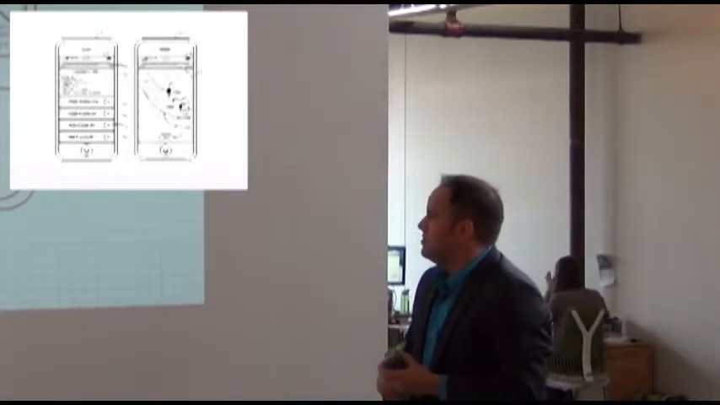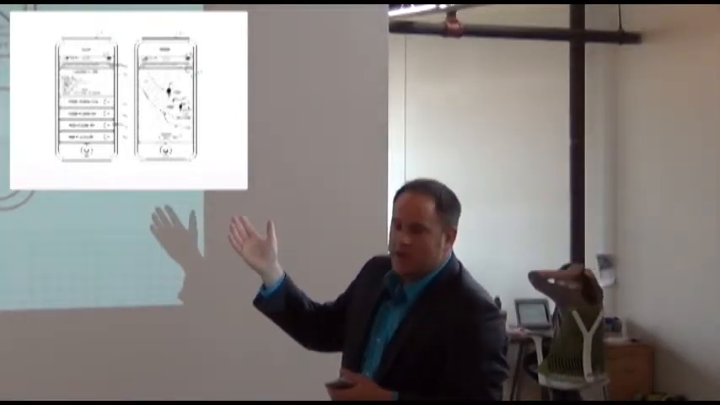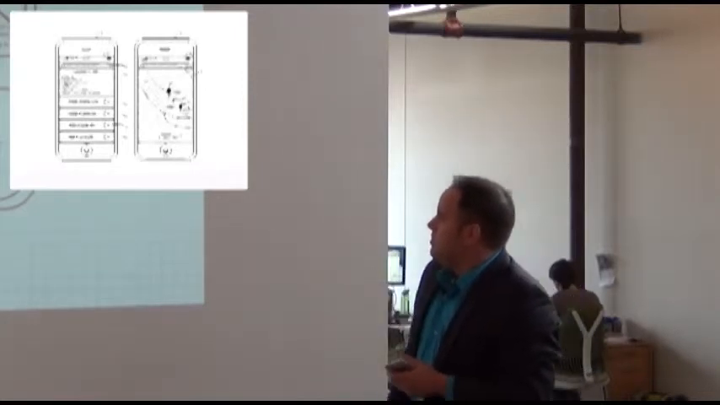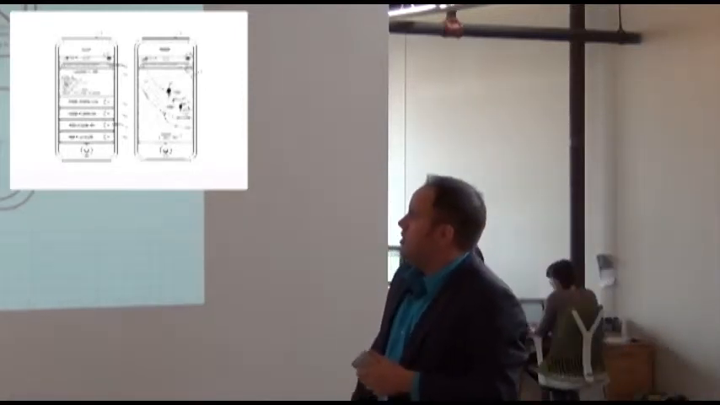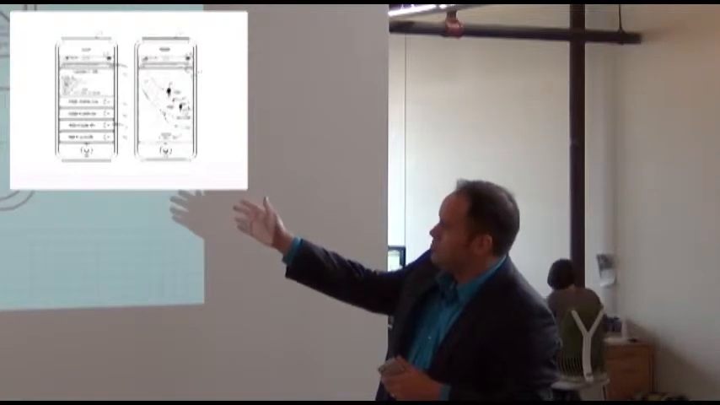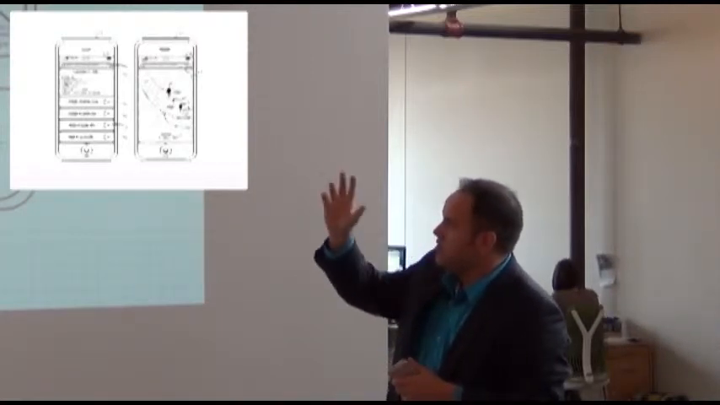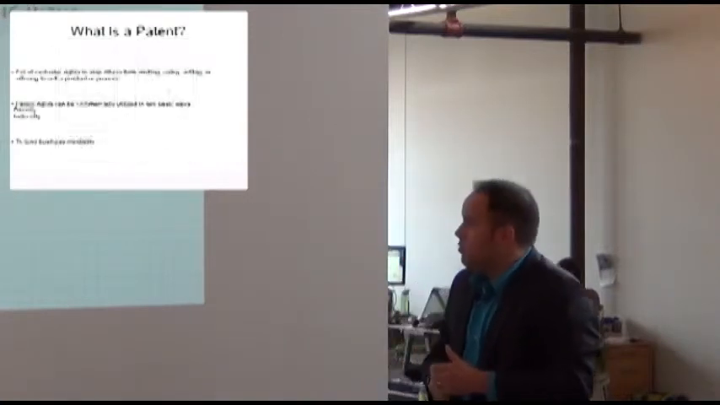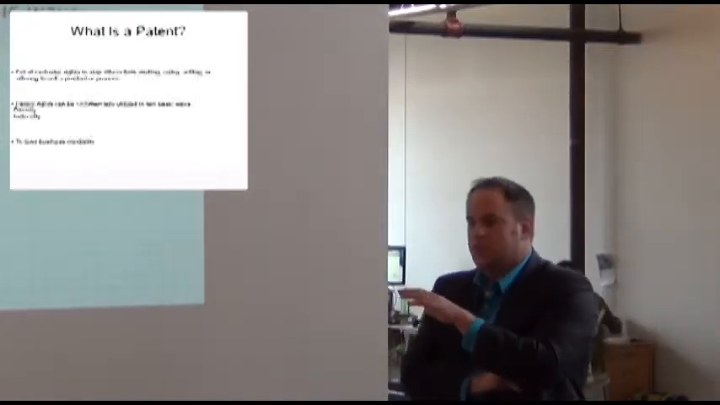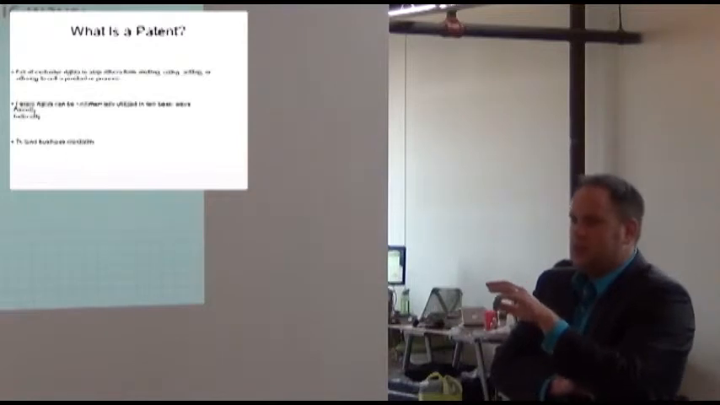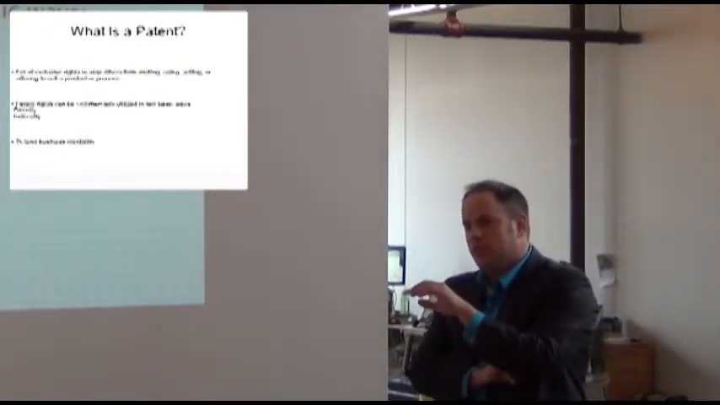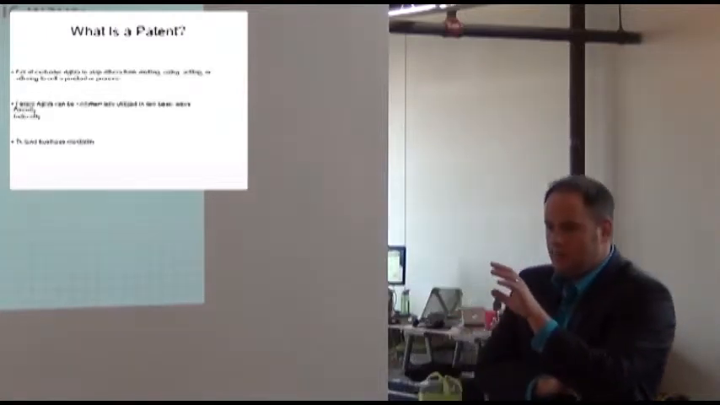Here's a map. I took this from a patent application filed by Apple. You'll recognize the iPhone outline, and these are usually what you'll see in any patent application: drawings, written description, and so forth. So, what is a patent? It's a set of exclusive rights that allows one to exclude others from making, using, or selling within that country that they obtain patent rights.